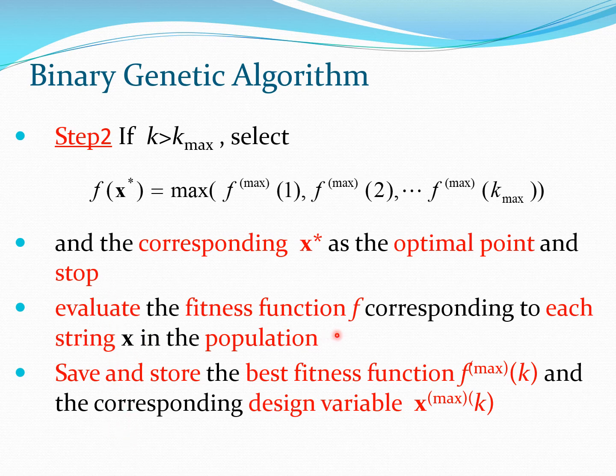So you calculate the fitness function of each string, and you are at generation k, save and store the best fitness function value, that is f max k, and the corresponding design variable x max of k. Remember that this x is typically a vector, so you may have to move from the string space in binary numbers to the real number space here.